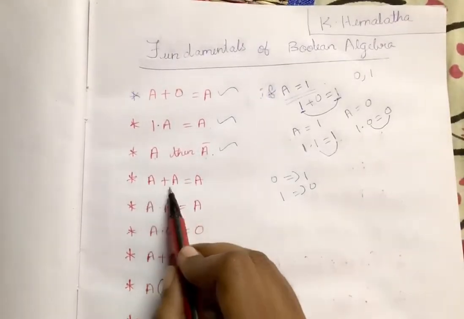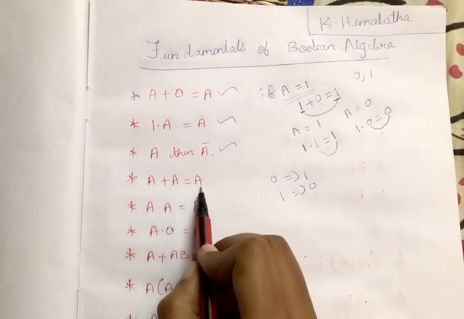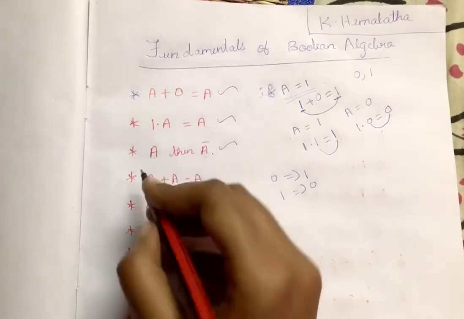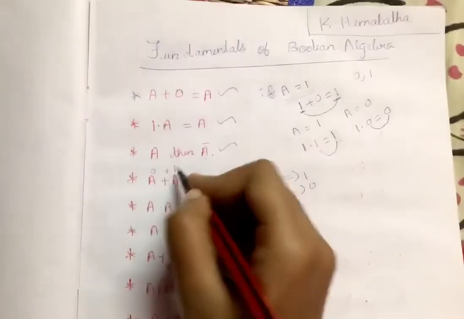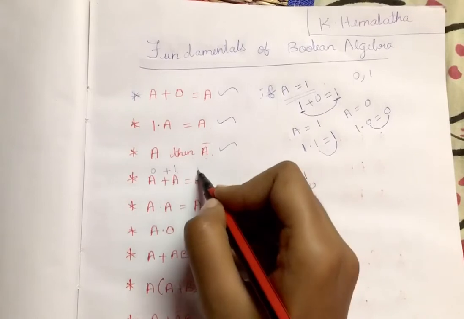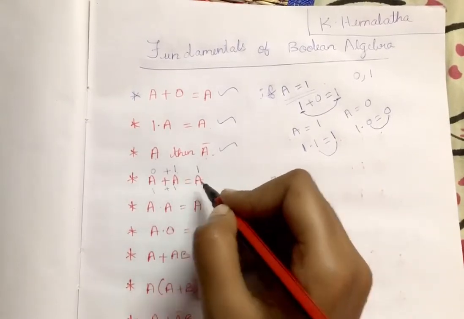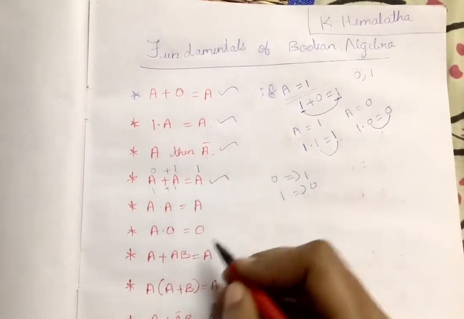Then next is a plus a is equal to a. Whatever I add, I get the same value. Suppose 0 plus 0 gives the a value only, and 0 plus 1 gives 1. Again, 1 plus 1 also gives the same value, 1. So this property is also satisfied.